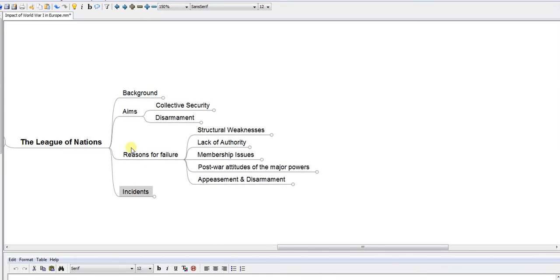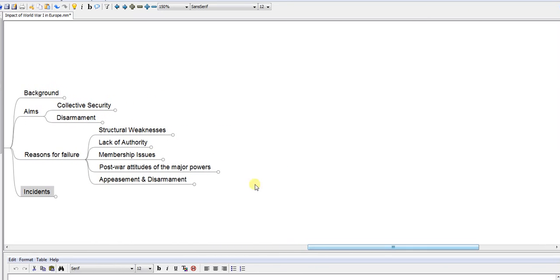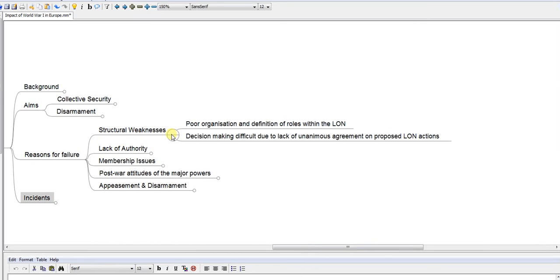Okay, so a few of the reasons for its failure. Firstly, there were structural weaknesses. So you must take note of structure. Structure means the things that are already there. Some people confuse membership issues or limited membership with structural weaknesses. Please do not confuse these two. Structural weaknesses was basically the makeup of the league, the kind of structure that governed the league. So let's take a look at some of the structural weaknesses.